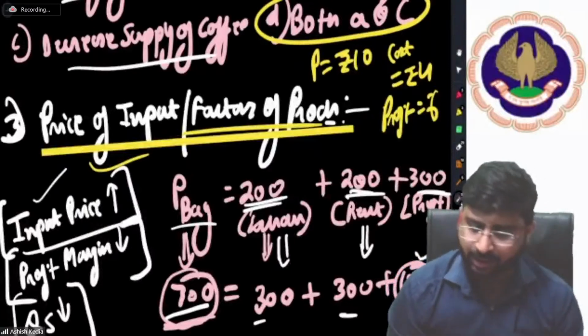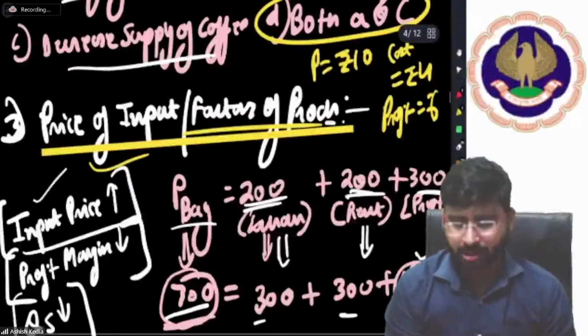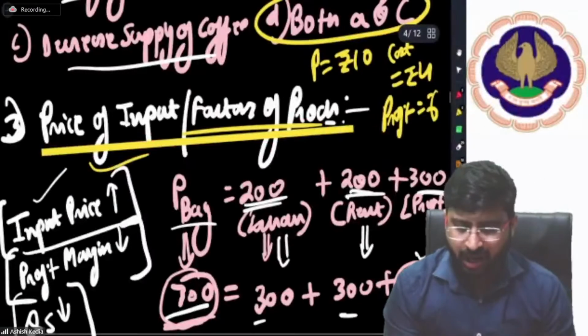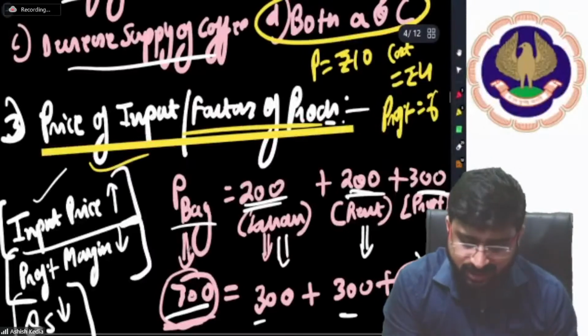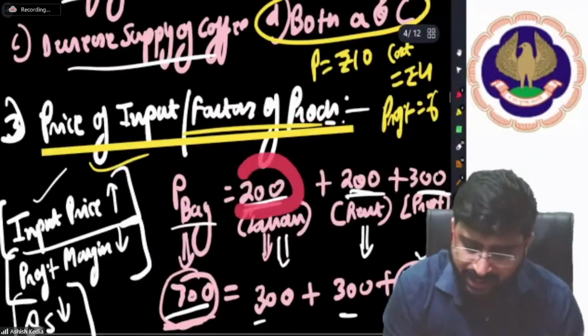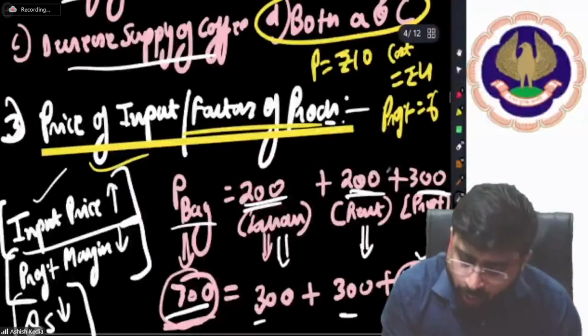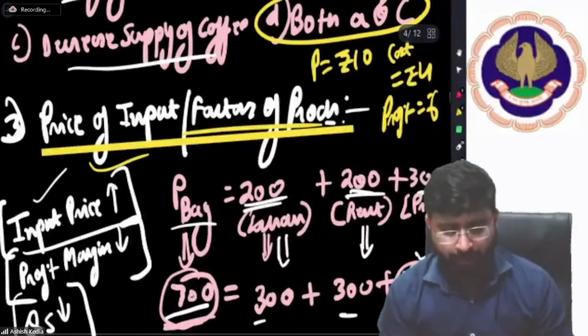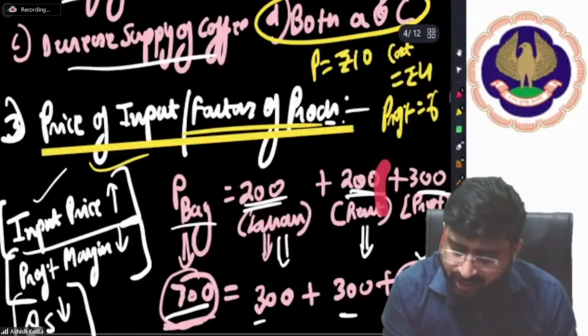So when, my dear friends, the input cost is reducing, let's say for example, for a bag, the labor cost is 200, the rent cost is 200. So what is the profit margin? Out of 700, 300 is the profit margin.